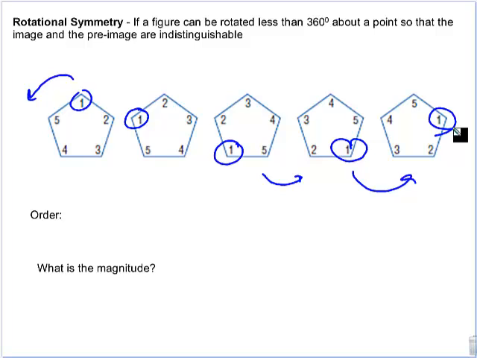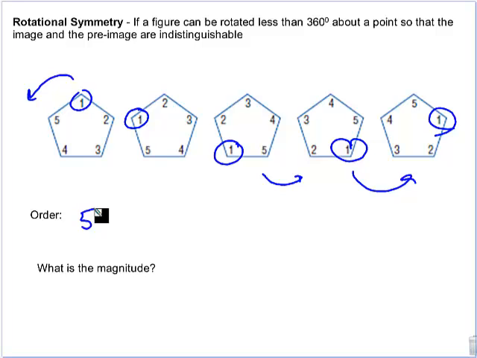An isosceles triangle would definitely have rotational symmetry. So would a square. A circle has infinitely many. The order of the rotational symmetry is how many times you can move it and get the same image. For this one, we can move it 5 times, so we would have 5 of the same image. The magnitude is how many degrees it moves each time.